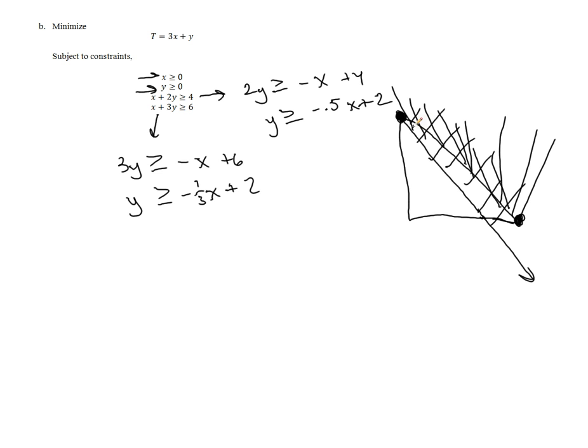Now since I'm looking to minimize, it doesn't make sense to go farther out here because the values of x and y get bigger. And if they get bigger, that means the output of this guy, 3 times x plus y, will also get bigger. So for minimization, I have two corner points, right there and right there. What I'll do now is decide which one of those produces a smaller value. Well, this point is just the vertical intercept. I already know that that's 0, 2.